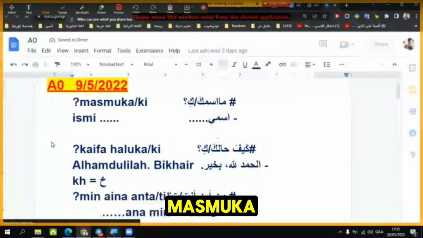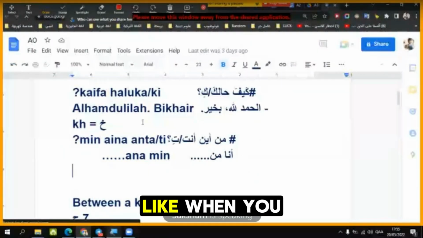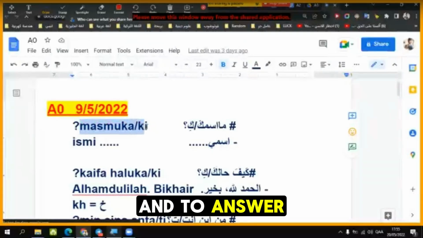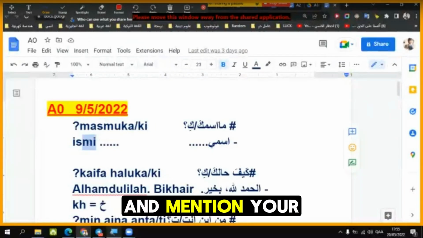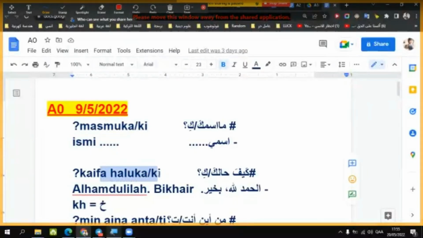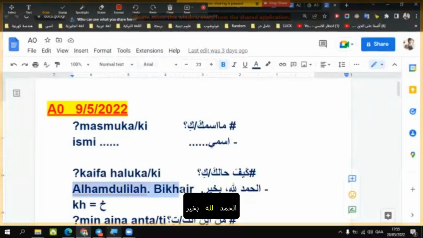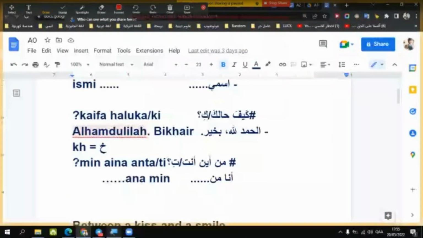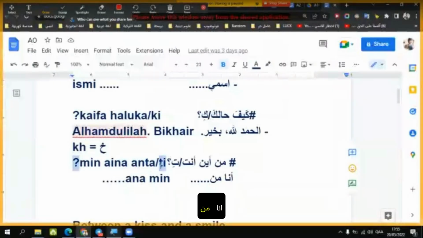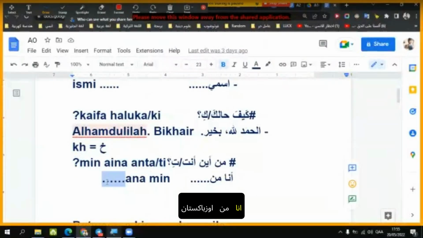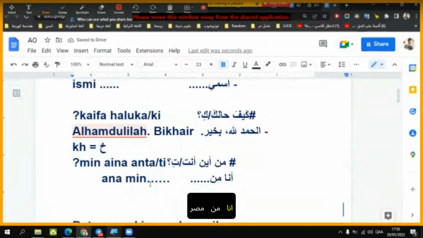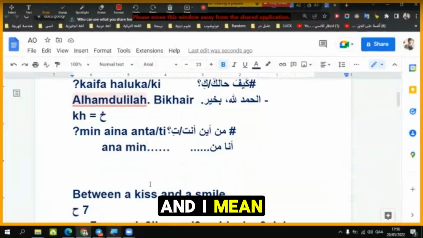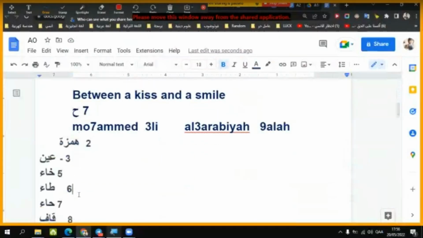First, masmuka, like when you meet a person, masmuka, masmuki. And to answer that, ismi, and mention your name. كيف حالك أو كيف حالك. You say الحمد لله بخير. من أين أنت؟ أنا من, and mention your country. أنا من Uzbekistan. أنا من مصر. أنا من الهند. أنا من Pakistan. أنا من اليمن. And so on.